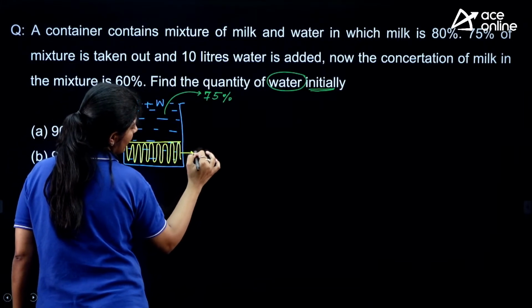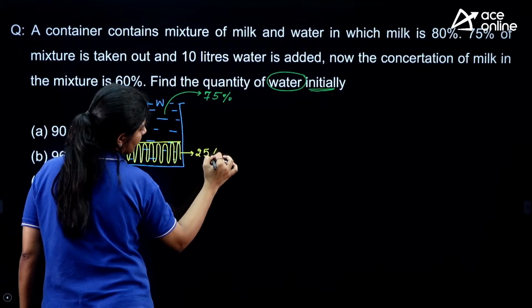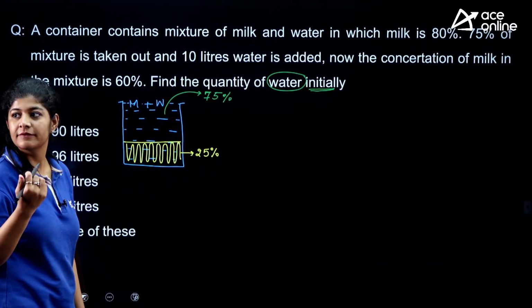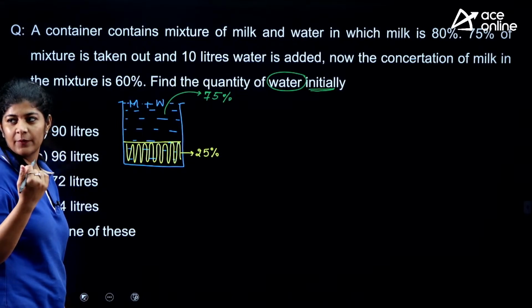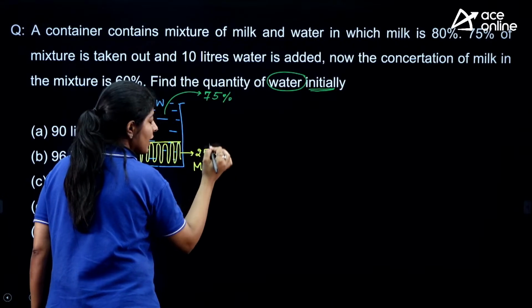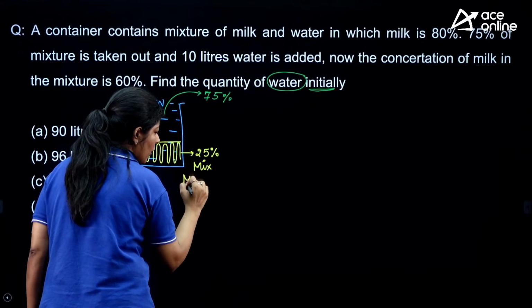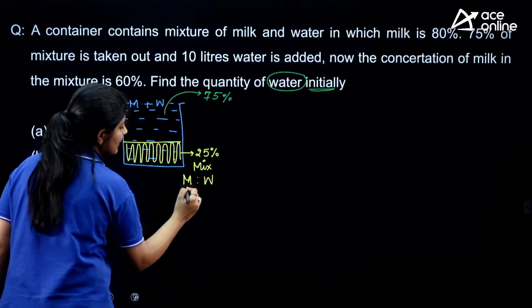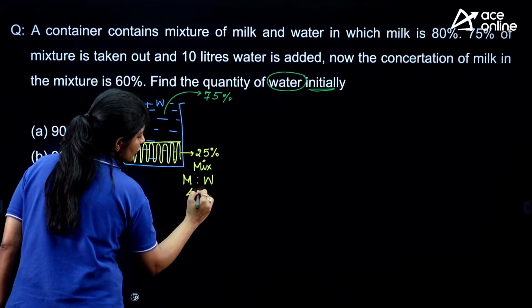Right? This quantity is 25%. This 25% is also a mixture. Very good, Ragla, very good, Radhe. So in the mixture as well, if I want to write down the milk to water ratio, it is equal to 4:1.